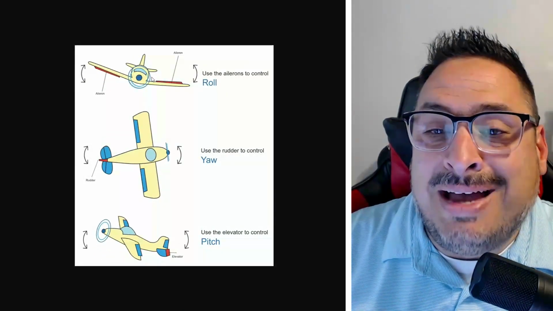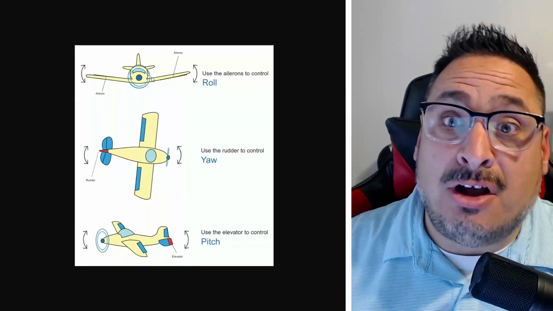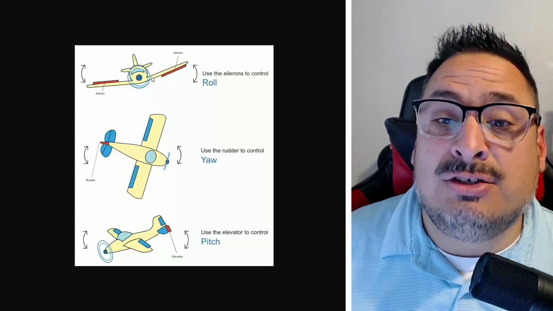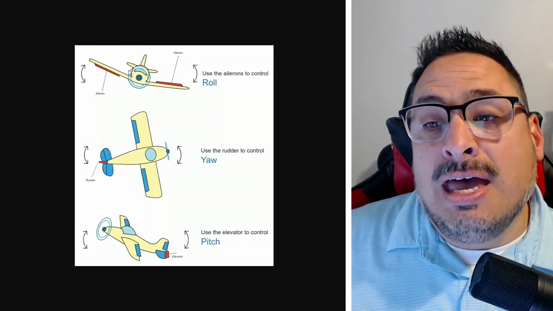All right, we are talking about axis of rotation. There's three rotations that we're going to talk about. We're going to talk about roll, yaw, and pitch. So take a look at the first aircraft that you see at the top of the page.